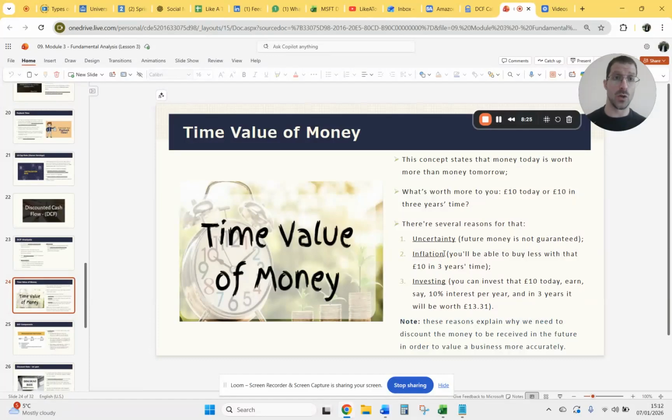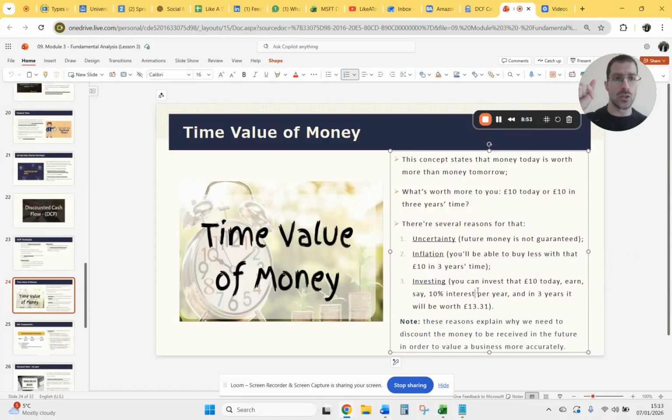Number two, another factor that we know very well, we have inflation. Money today is worth more than the same amount, say, in 5 years' time. Of course, because we have to account for inflation, and inflation destroys the purchasing power of our currency. So you will be able to buy less with that $10 in 3 years' time. That's just a reality.